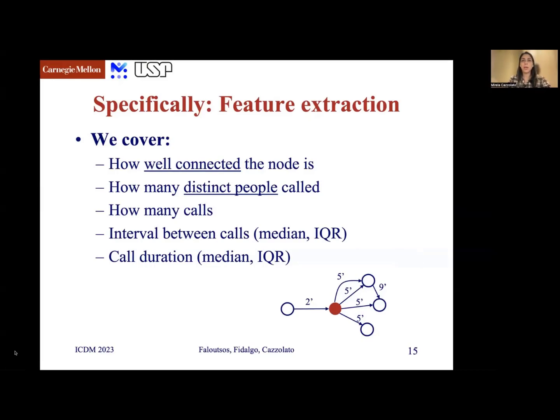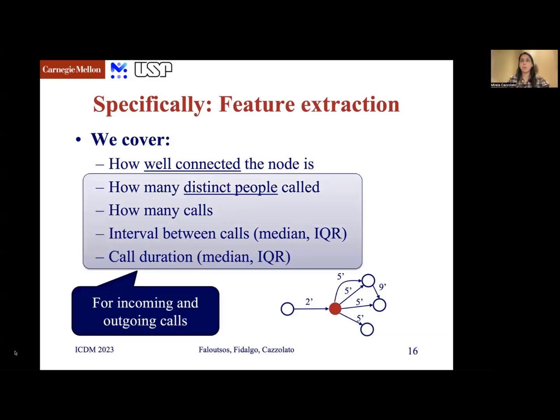For example, our features can inform us how well connected a node is. With the egonets of each node, we can see how many distinct people called, how many calls were registered in our network, and the interval between calls and the call duration. And for these two categories, the interval and the call duration, we collect statistics like the median and interquartile ranges. And all of these we extract for both incoming and also outgoing calls.